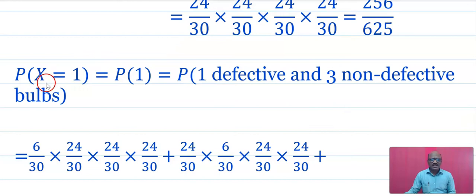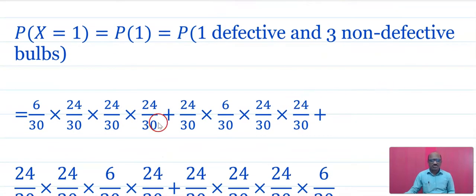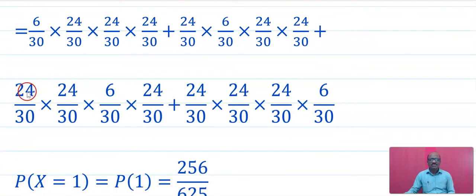Next is P(X equals 1), that is, 1 defective and 3 non-defective. Then what are the possibilities? The first is 1 defective, meaning 6 upon 30, into non-defective 24 upon 30 into 24 upon 30 into 24 upon 30, plus. Now first is non-defective, second is defective, third is non-defective and fourth is non-defective, plus. Next possibility is first and second non-defective, third is defective and fourth is non-defective.